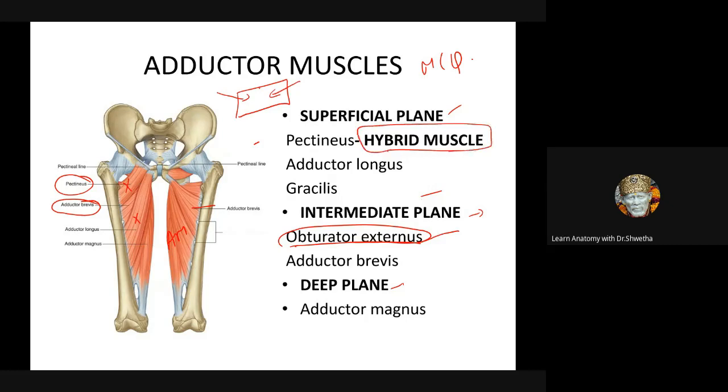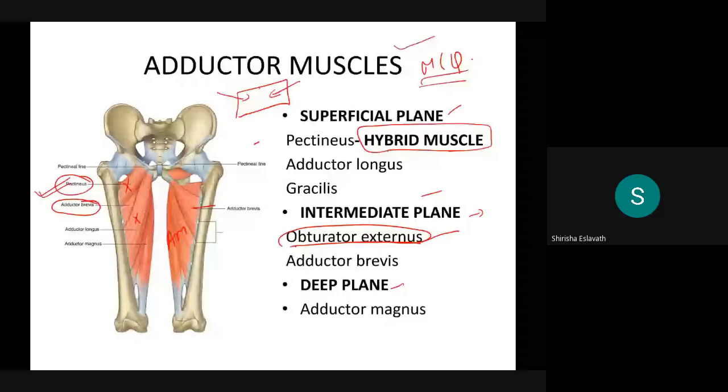In this case, this is an MCQ question. Our pectineus is a hybrid muscle. Which compartment does the pectineus muscle belong to, students? Adductor compartment. What is the nerve supply of the adductor compartment? Obturator nerve. Very good. Did you study pectineus in the femoral triangle as well? It formed the floor of the femoral triangle. Was it supplied by another nerve? Which nerve?